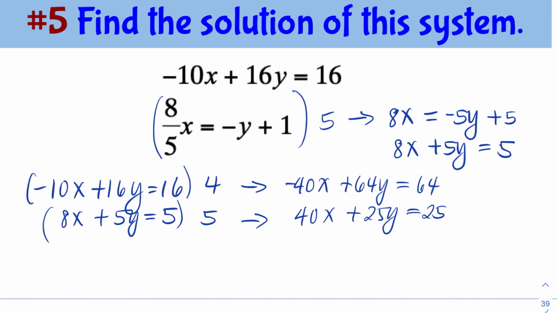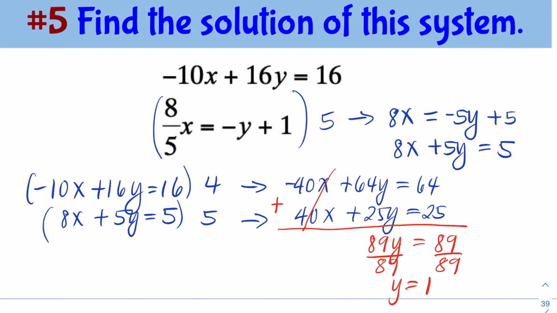Now we can do the addition method. Negative 40x plus 40x is 0. 64 plus 25 is 89, so we have 89y. So dividing both sides by 89, y is equal to 1.